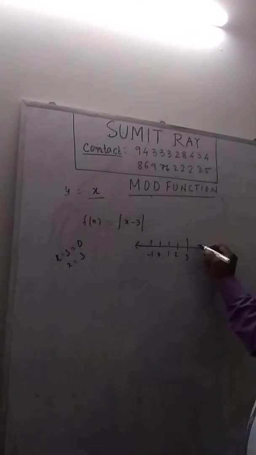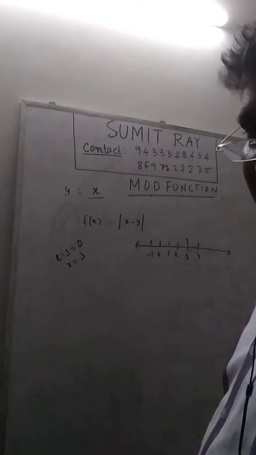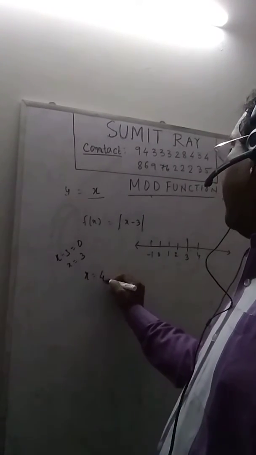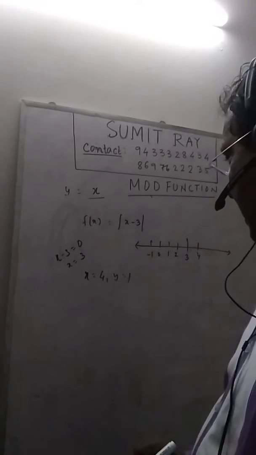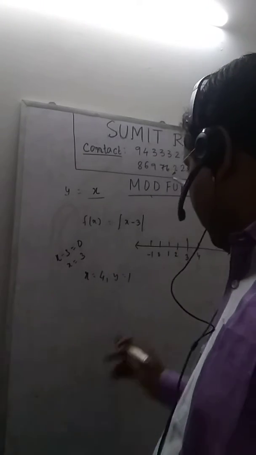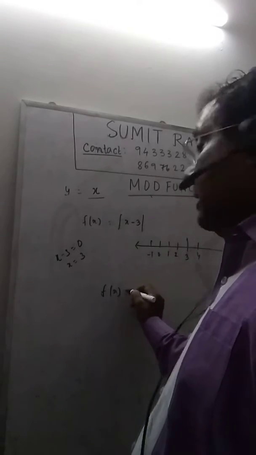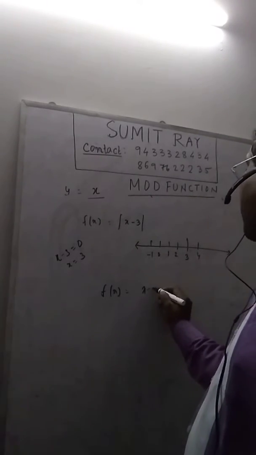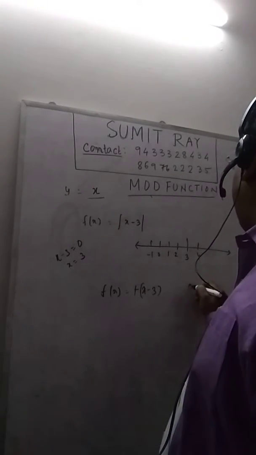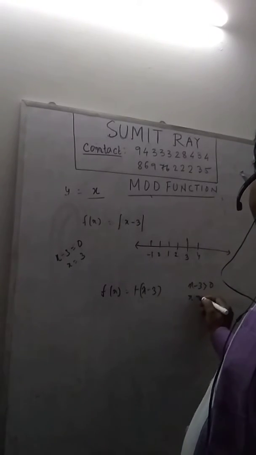Let us check. Suppose x is equal to 4, which is positive and more than 3, y is equal to 1. If I put x is equal to 5, again y is equal to 2, and it is also positive. So for this case we can write f of x is equal to plus x minus 3 if x minus 3 is greater than 0, and hence we can write x greater than 3.